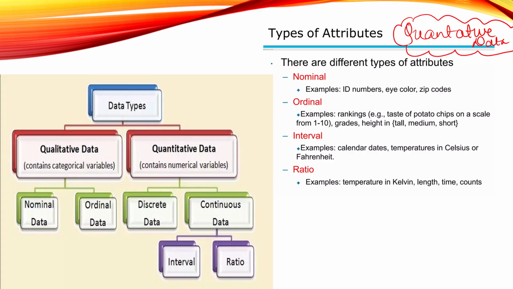Let's see. There are different types of attributes. First is nominal. Nominal is ID numbers, eye color, zip codes. Ordinal means rankings, grade, height. Interval: calendar dates, temperature. Ratio scale means temperature in Kelvin, length, time, counts. So these are all examples to make you understand what interval means, like we have seen in mathematics also, interval from 1 to 10. So these are all intervals. Ratio scale means temperature.